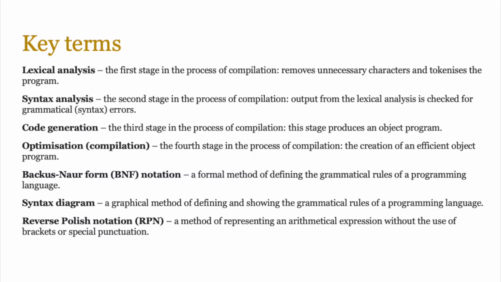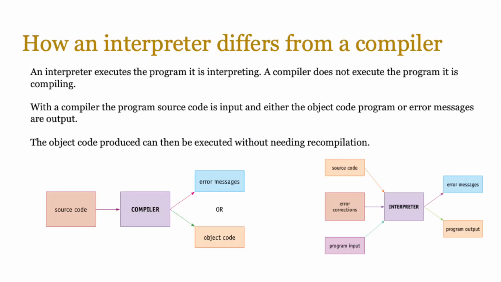Now, later on, in perhaps the next lesson, we're going to be looking at BNF, which is the Backus-Naur form, and this is a formal method of defining grammatical rules of a programming language. So how do you understand that the keywords are actually correct? That's where BNF comes in. And syntax diagrams are the graphical equivalent of BNF. And finally, we have reverse Polish notation, which is a method of representing arithmetic expressions without the use of brackets or special punctuation. So hopefully you've got these key terms down. Let's begin with the lesson.